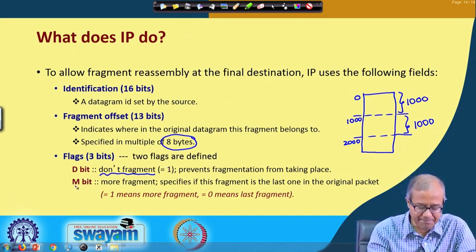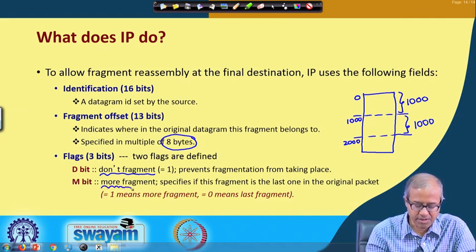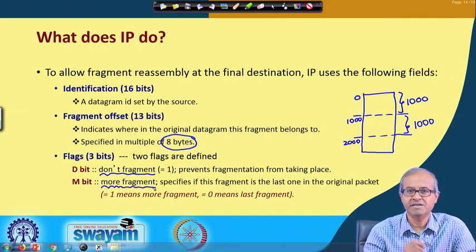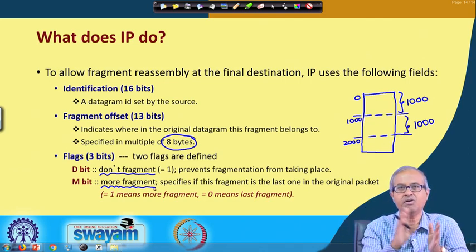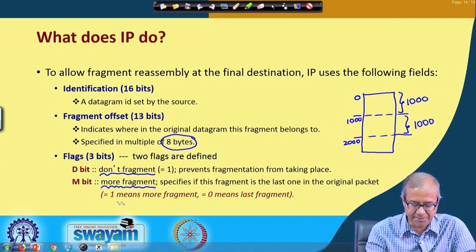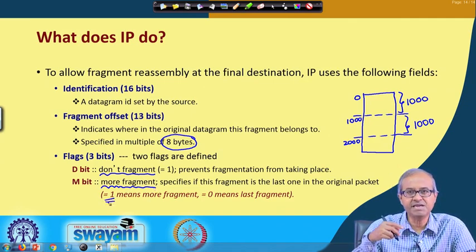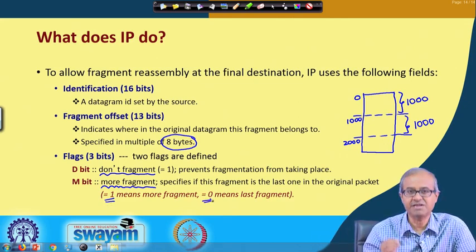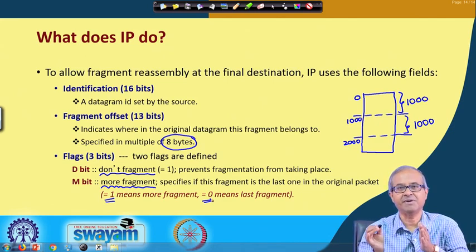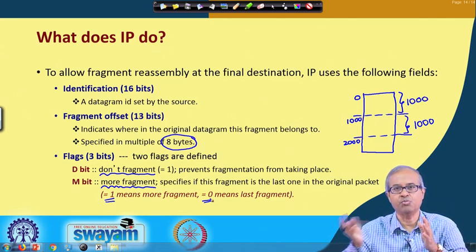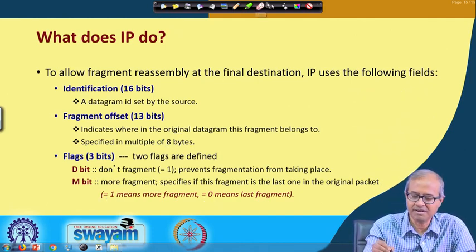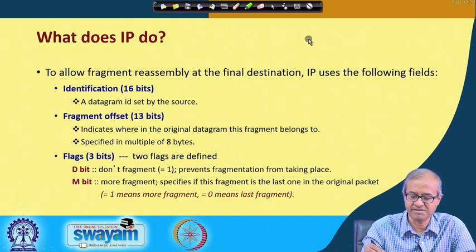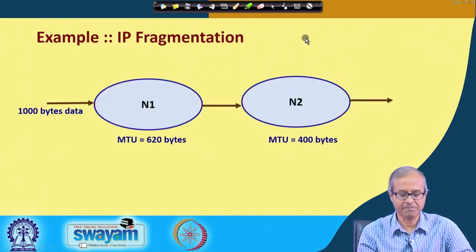And the other flag M stands for more fragments. This identifies whether the current fragment is the last fragment in the chain or not. If M equal to 1, it means there are more fragments coming after this, but if it is 0, it means that this is the last fragment of the original packet, there are no more after this. Okay? So, these fields are used for IP fragmentation and reassembly. Let us take an example.